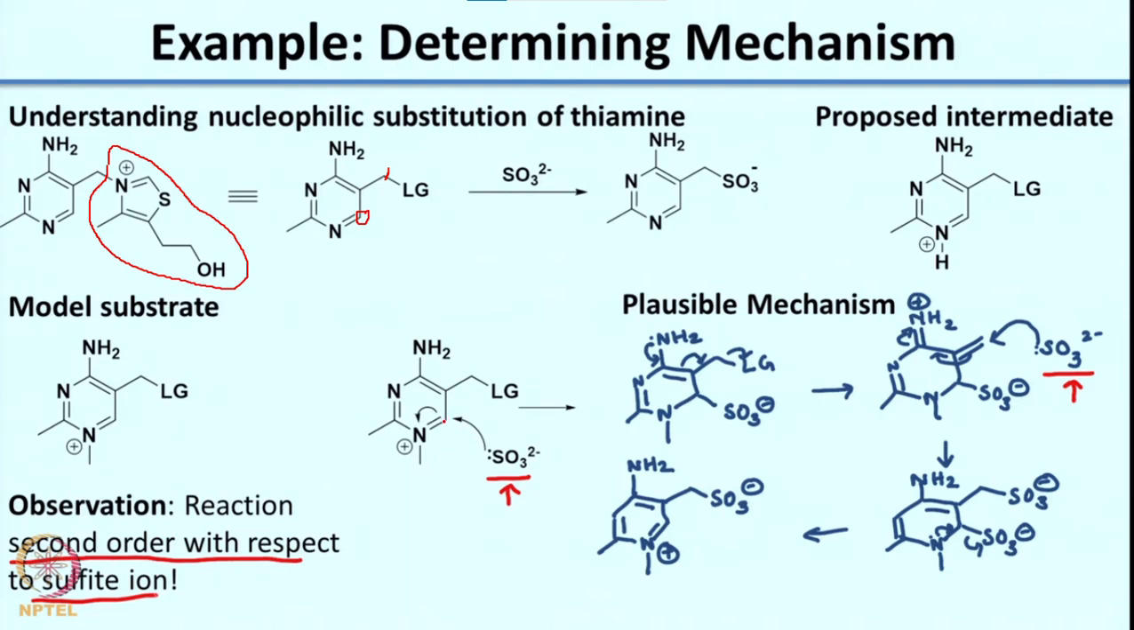SO3 2 minus attack will take place here, and this double bond will break to give the intermediate, like this one. And then after getting this intermediate, the lone pair of nitrogen will push here, and this double bond will shift here, and the leaving group, Lg, will eliminate and it will give a double bond over here.